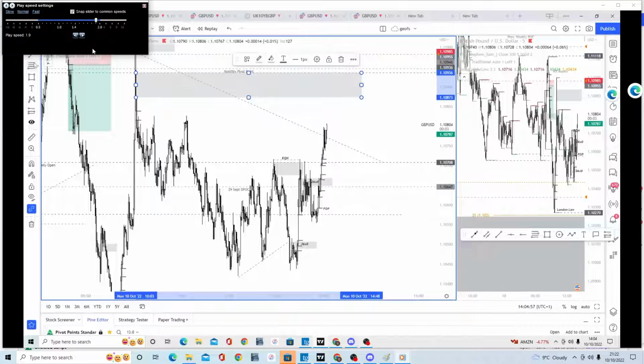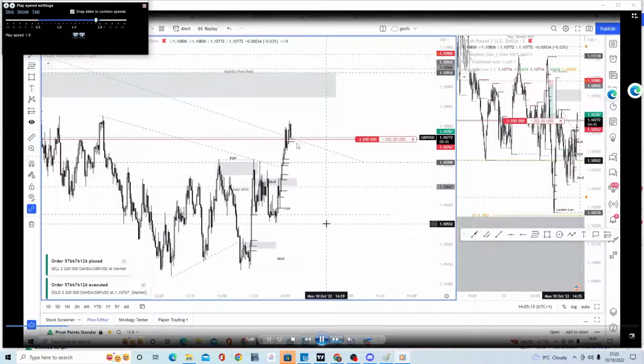Okay. So we broke this key level. I ended up going short right here, personal and prop. And let's see how it goes. Well, you know, you get the idea.